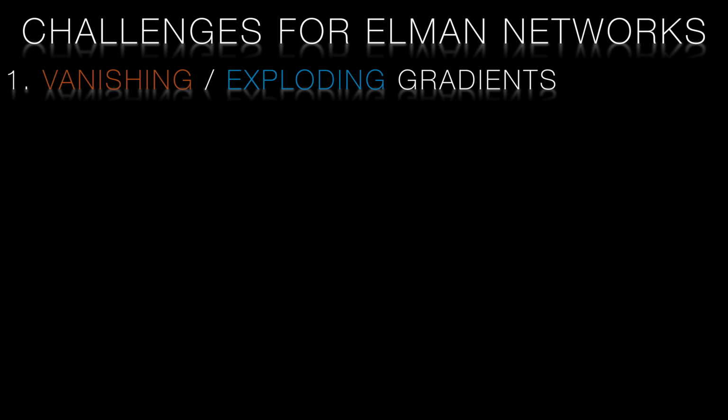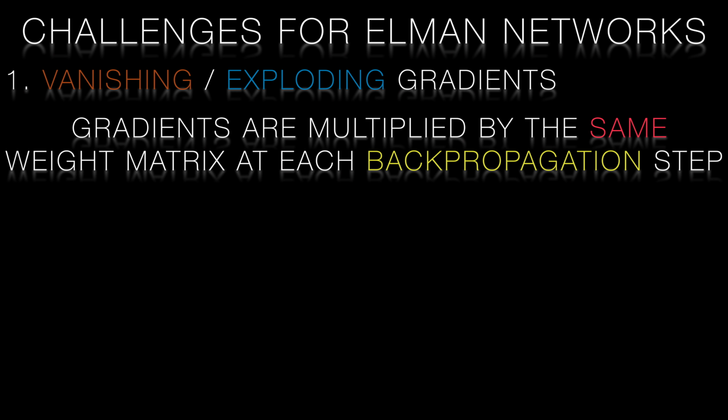While Elman networks are a powerful tool for processing sequential data, they're not without their challenges. Here are two in particular. Elman networks can suffer from the vanishing and exploding gradient problem. This occurs because the network's hidden state is updated at each time step based on the current input and the previous hidden state. During backpropagation, the gradients are propagated through time from the output back to the first time step. This means that the gradients have to be multiplied by the same weight matrix at each time step.